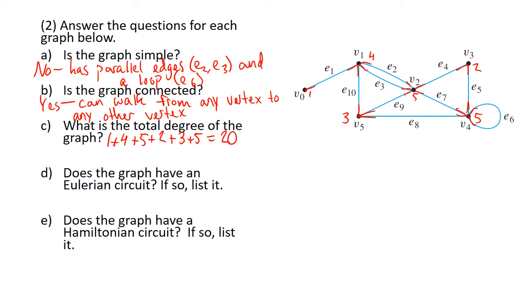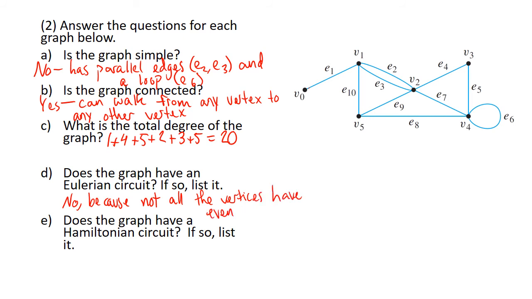All right, and then does the graph have an Eulerian circuit? So it's not going to have one because of what we discussed previously, that there's a test, which is whether all the vertices have even degree. So no, because not all the vertices have even degree. So they all have to have even degree in order to have an Eulerian circuit.